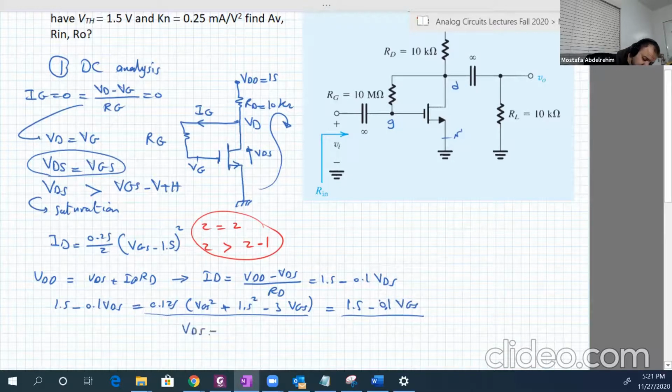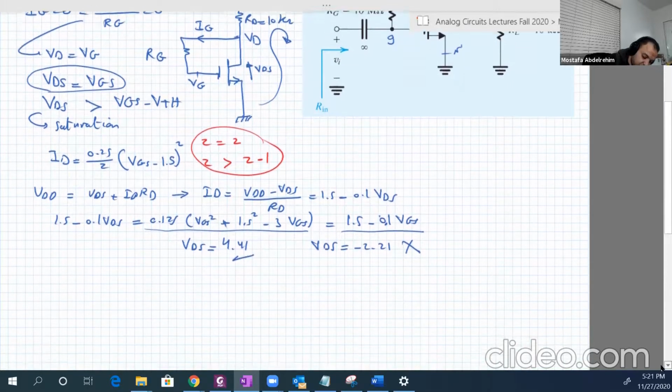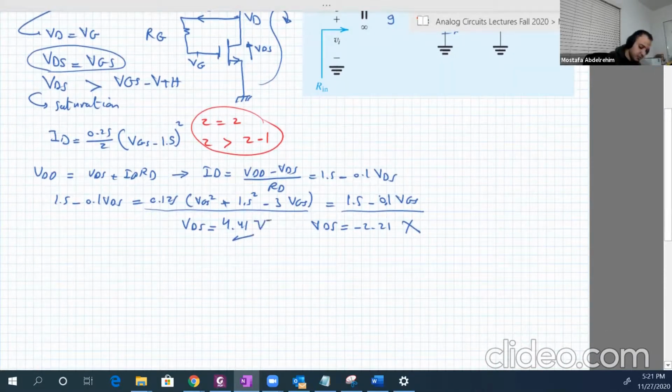The first solution, VDS or VGS, is equal to 4.41, and the second solution, VDS or VGS, both are the same, is minus 2.21. So this is, of course, rejected because it's negative. VDS cannot be negative while the transistor is on. And this will be accepted. Okay.